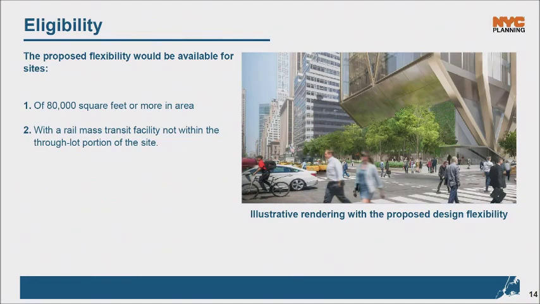So both the referred and amended applications will be limited to sites that are 80,000 square feet or more in size and include an existing rail mass transit facility outside the through lot portion of the site. The EIS did not identify any other sites other than 270 Park Avenue that this criteria would satisfy. I'm happy to answer any questions you might have at this time.